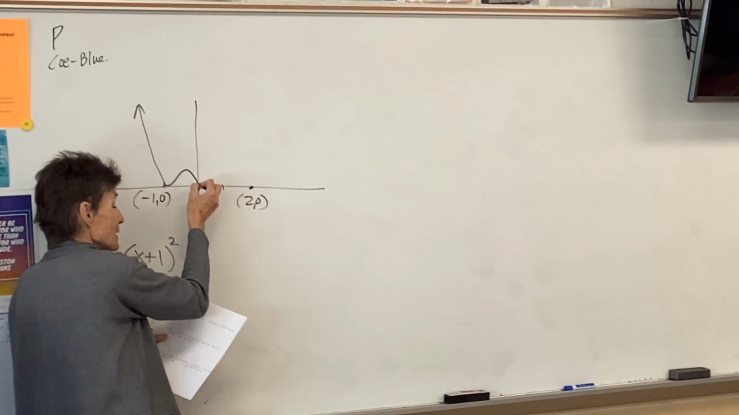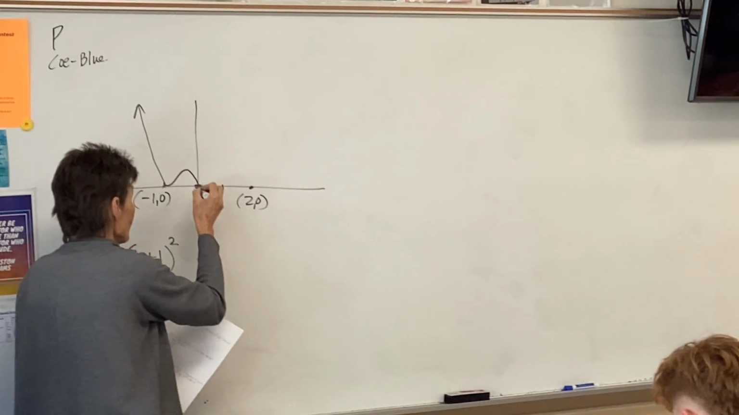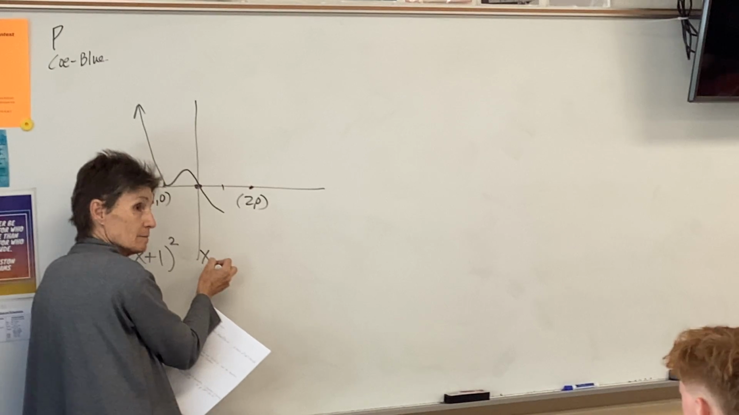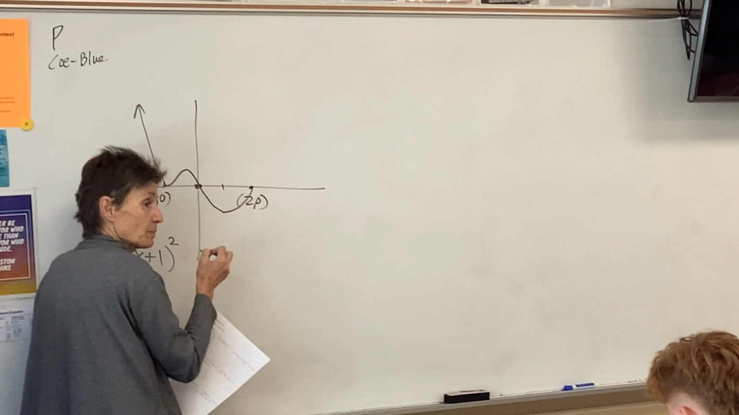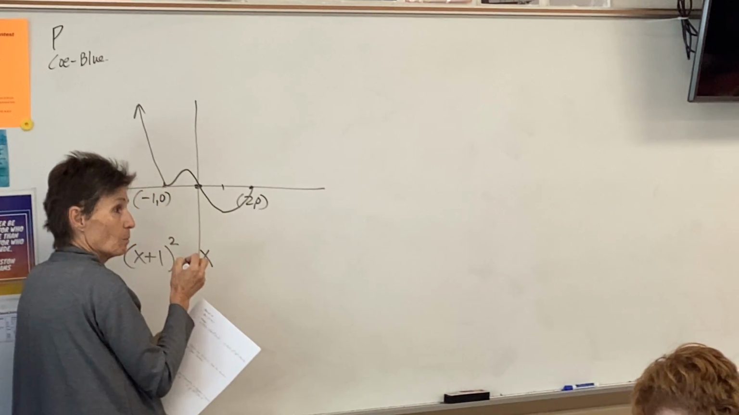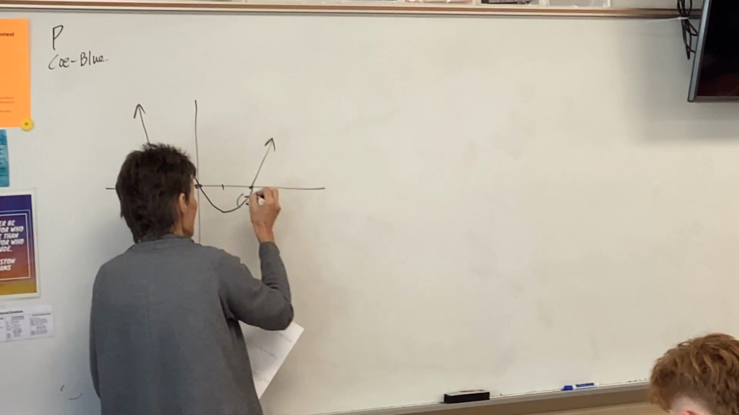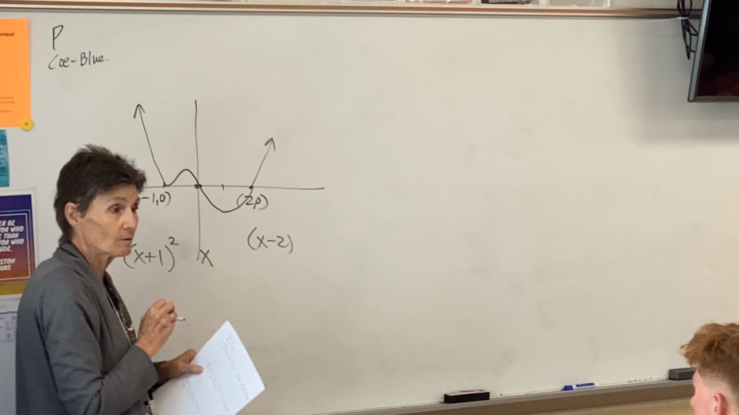Now what are we going to do when we hit that one? Are we going to bounce off that one? No, we're going to go right through it because that one came from the plain x. And then we'll connect to this. And what do we do now? Go through it because that one came from the x minus 2 factor, which isn't squared or anything like that.